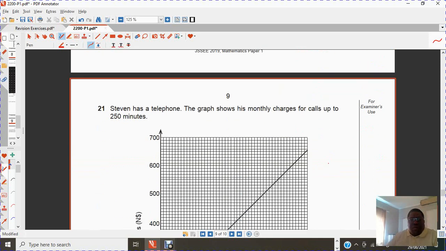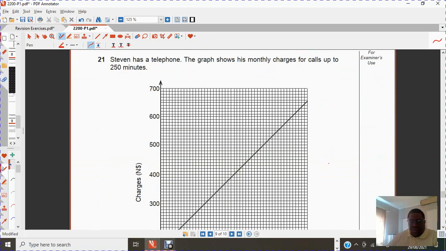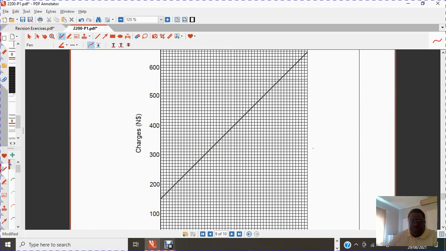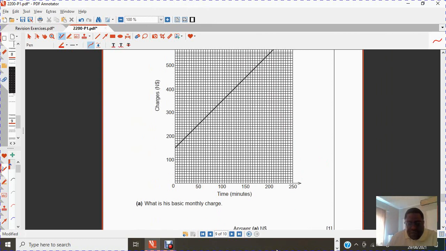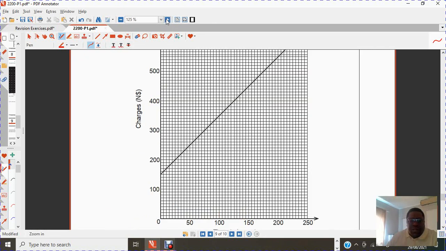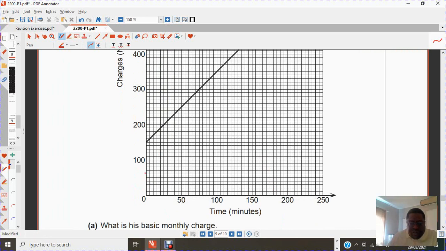Right, then we get to question 21. Stephen has a telephone. The graph shows his monthly charges for calls up to 250 minutes. All right, so let me just make this a little bit smaller so that we can see what the basic charge is. Before you do any of these particular questions, the objective is always to find out what one little small square represents.